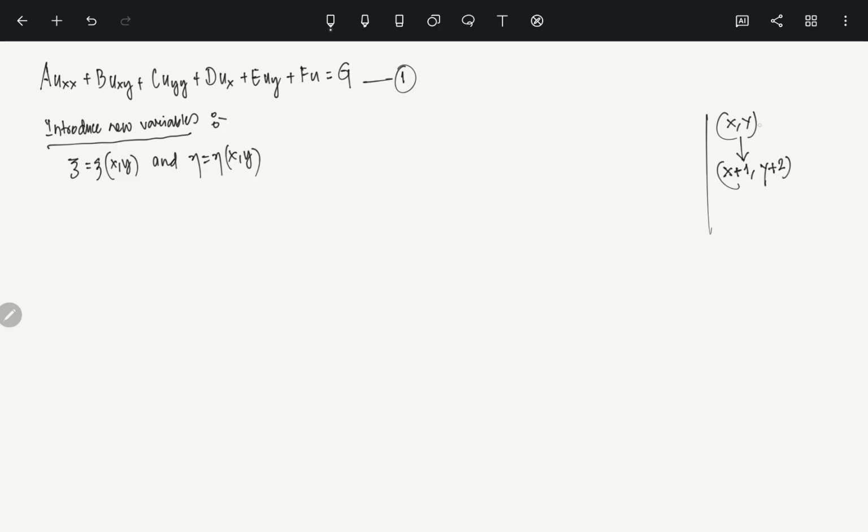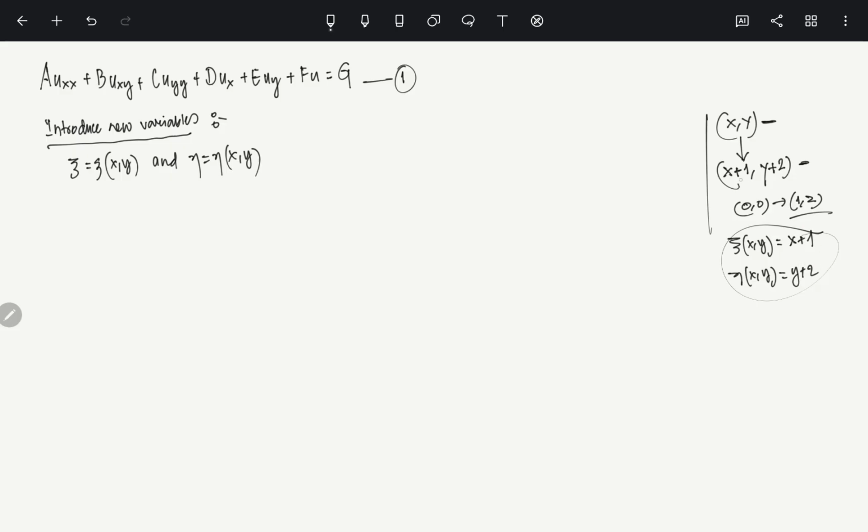What am I translating? If you think about it, I am translating the whole frame. This frame is getting transferred to here. So basically the origin (0, 0) is getting transferred to (1, 2). Now this is a change of variable, right? And so what is xi and eta in this case? Xi of xy in this case is nothing but x plus 1, and eta of xy is nothing but y plus 2. In our case, xi and eta will represent something like this. You understand? That's the point.